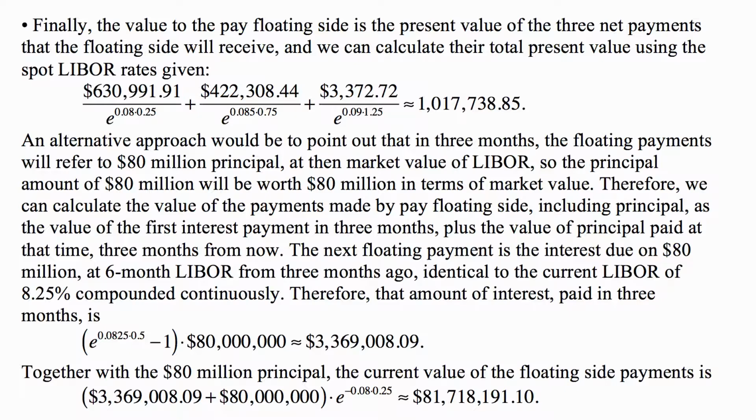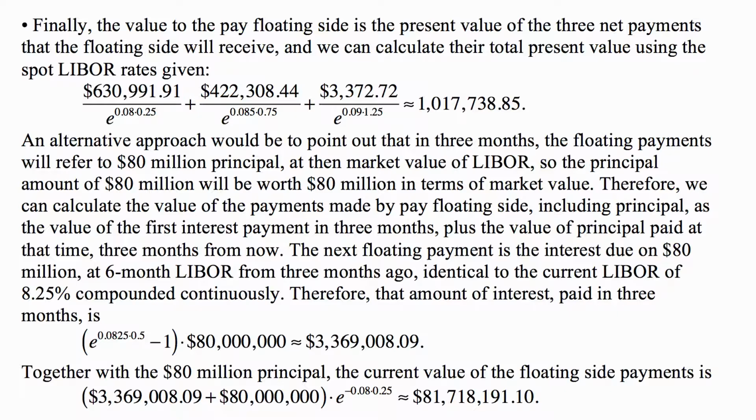Now, let me note also that an alternative approach would be to point out that in 3 months, the floating payments will refer to 80 million principal at the then market value of LIBOR, so the principal amount of 80 million will be worth 80 million in terms of market value. Therefore, we can calculate the value of the payments made by the pay floating side, including principal, as the value of the first interest payment in 3 months, plus the value of principal paid at that time, 3 months from now.